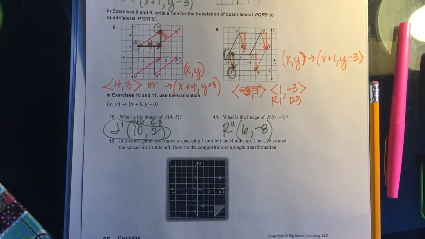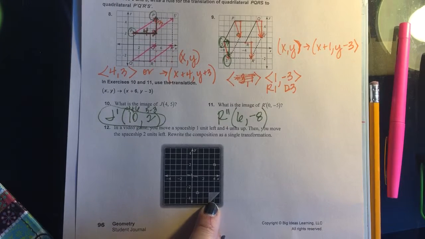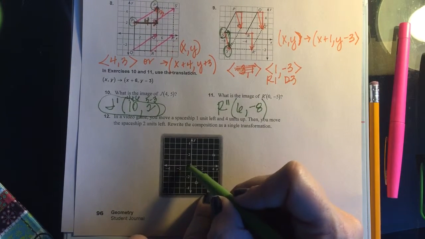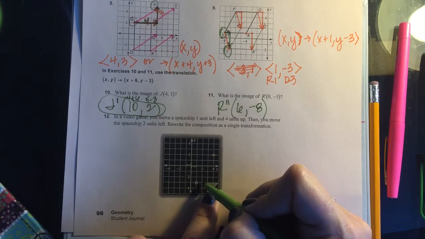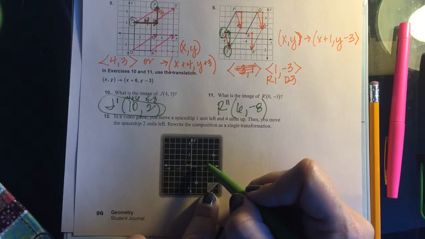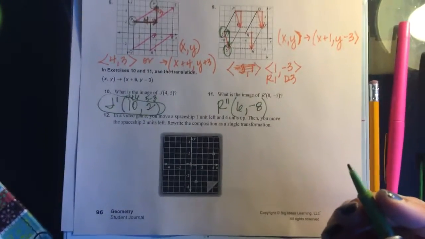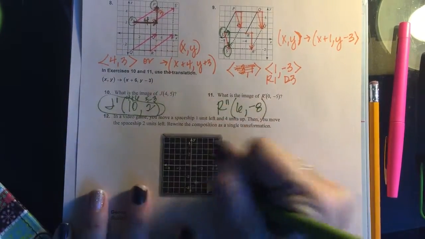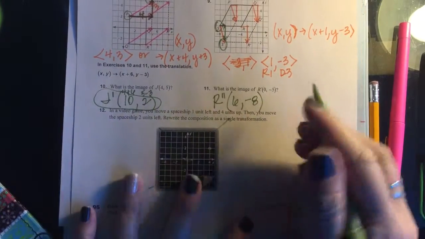This drawing is really weird. Where's the spaceship? Is this the spaceship? I thought it was in the origin. This video game, you move a spaceship 1 unit left and 4 units up. Then you move the spaceship 2 units left. This drawing's terrible. Let's just skip the drawing here. I don't even get what they're trying to say.